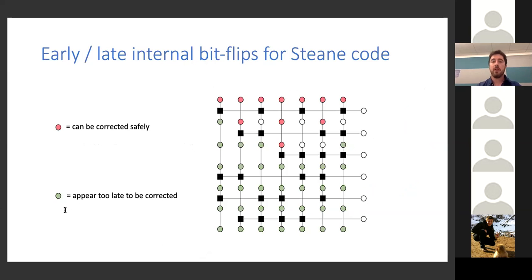To give you a better idea of what I mean by early faults and late faults, here is a set of early faults and late faults. So the top, the red region, are the set of bit flips that are early enough so that they can be corrected. And the green region are the problematic faults. Maybe it should be red. So the green region appear too late to be corrected. You can see, for instance, that the last row of bit flips cannot be corrected. But even some that trigger only one syndrome bit cannot be corrected and should not be corrected. If you try to correct them, you will do more harm than good.